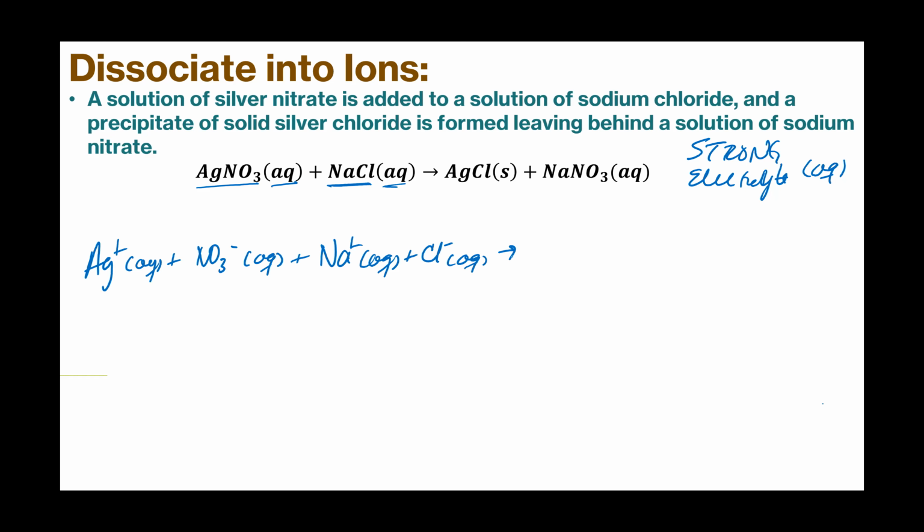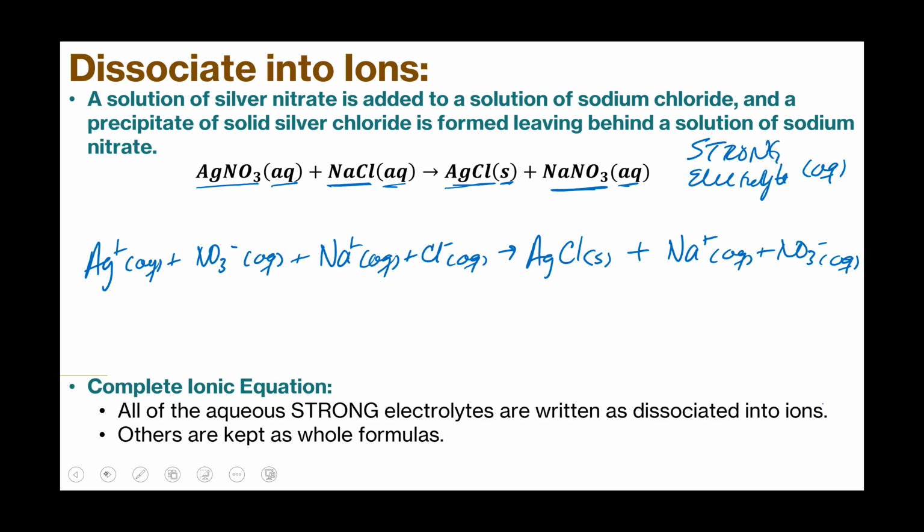All right. Then we have silver chloride, which is an ionic compound, but it's a solid, so we're going to leave it together. The only things that can dissociate here are things that are aqueous, and then only if they're strong electrolytes. We're going to get into this as we do it. So silver chloride stays together. Then you have sodium nitrate, which is aqueous, so we can dissociate it: Na plus aqueous, NO3 minus aqueous. What we have here is called the complete ionic equation.